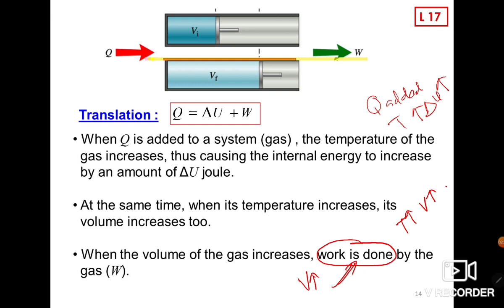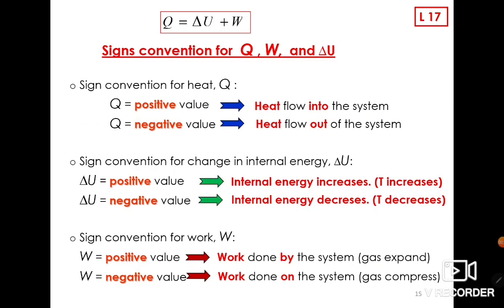So when volume increases, work is done. You can see in the diagram: Q added, what happened? Q added, V will increase. So when V increases, work is done by the system. Okay, so from the first law of thermodynamics, Q equal to delta U plus W.